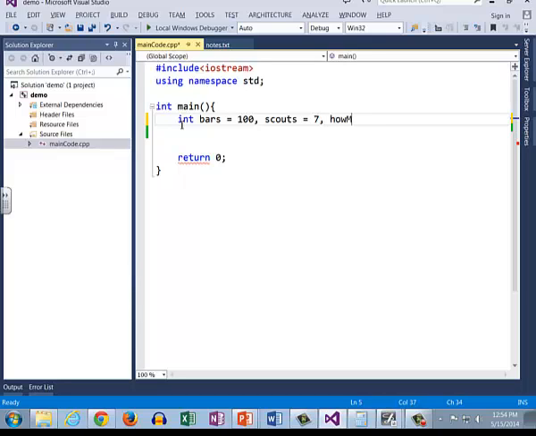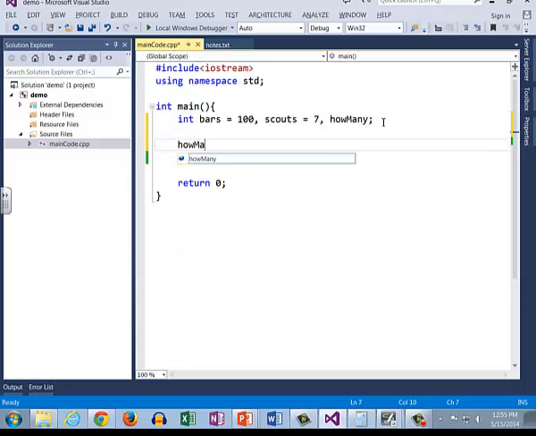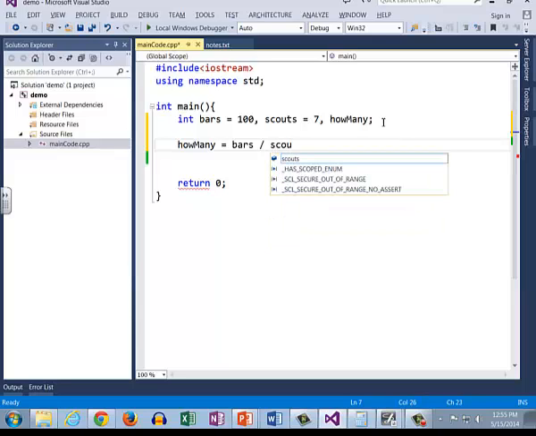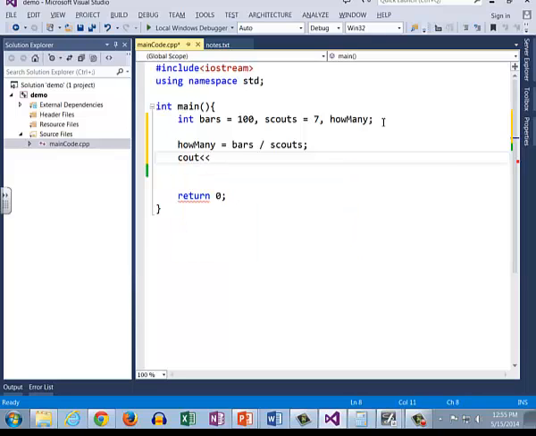And we want to know how many. This one we don't know, so I'm not going to give it an initial value, right? I know how many bars we have, and I know how many scouts we have. I don't know how many each boy is going to get. So I'm going to compute that. So I'm going to do how many, and I'm simply going to do the division. I'm going to take that I have this many bars, 100 bars, divided by however many scouts there are. And that's going to give me how many? And I can write out a solution here.